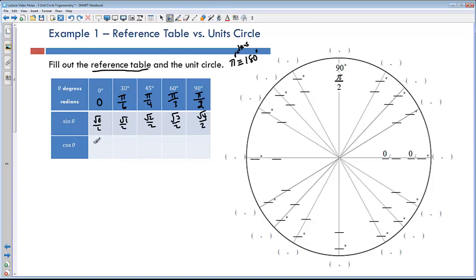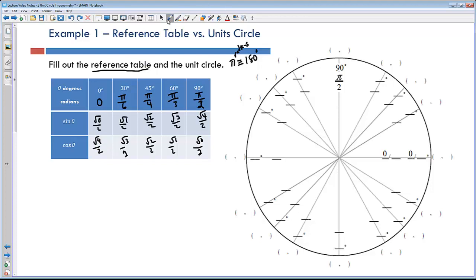And now cosine theta is just as easy, you just write it the other way. So it's square root of 4, square root of 3, square root of 2, square root of 1, and then square root of 0. And then, of course, these are all divided by 2 again.